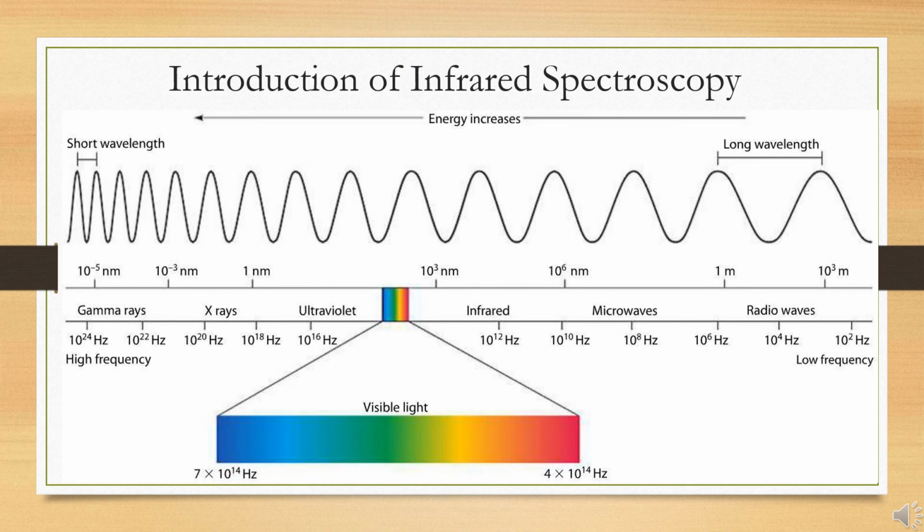Hi everyone, I'm Amina. I will present the introduction of infrared spectroscopy. Infrared spectroscopy deals with the infrared region of the electromagnetic spectrum. As we can see in the electromagnetic spectrum, the infrared region is just next to red in the visible region. It has a longer wavelength and lower frequency compared to visible light.